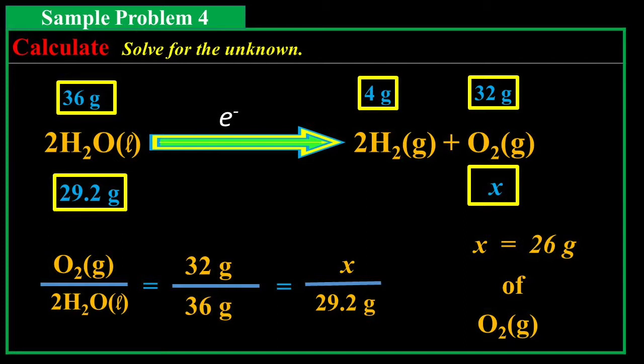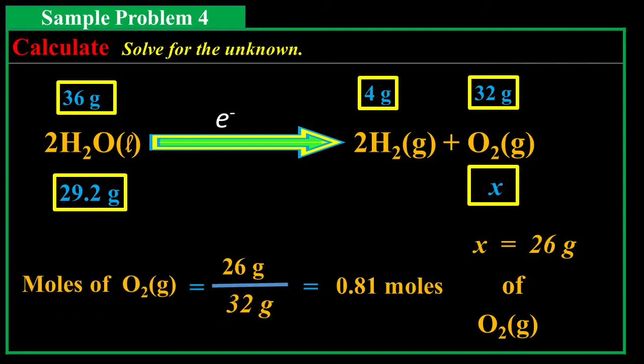Okay, here we have it. 36 grams of water, that's what the stoichiometric equation says, 4 grams of hydrogen, 32 grams of oxygen. We have 29.2 grams of water. So if 36 produces 32, how much does 29 produce? So you set up your ratios: 1 mole O2 gas over 2 moles H2O liquid equals 32 grams over 36 from the equation above, equals X oxygen over 29.2 water. 32 times 29.2 divided by 36, cross multiply and divide, X equals 26 grams of O2 gas.